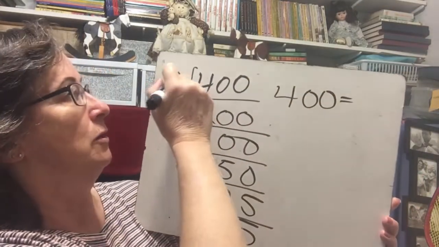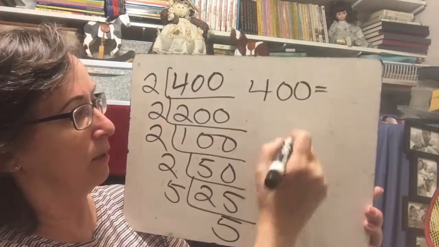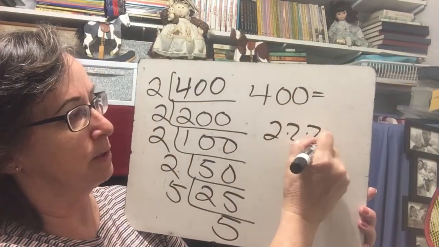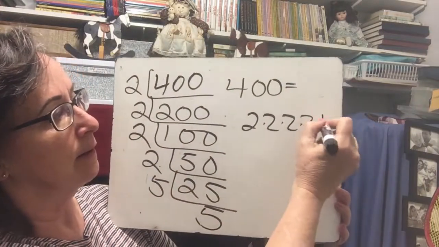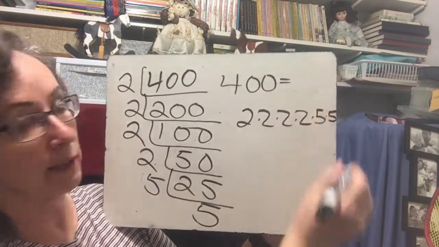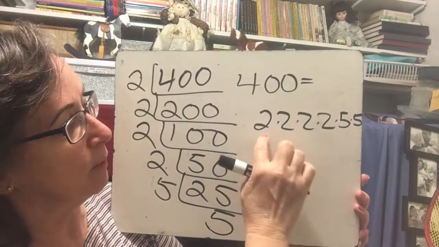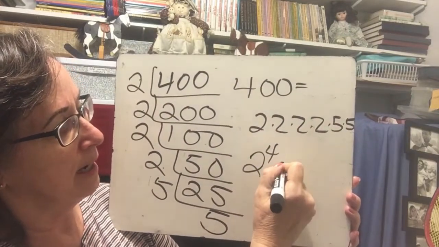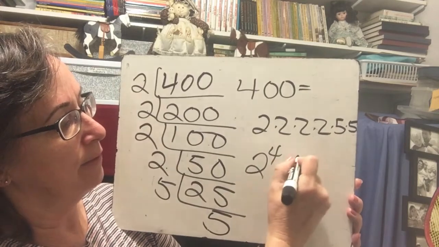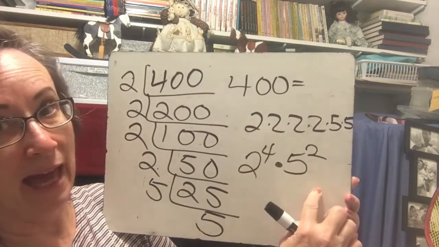So we could say 400 equals 2 times 2 times 2 times 2 times 5 times 5. Or we could shortcut that using exponents. 1, 2, 3, 4: 2 to the 4th times 5 squared. And that would be the product of primes.